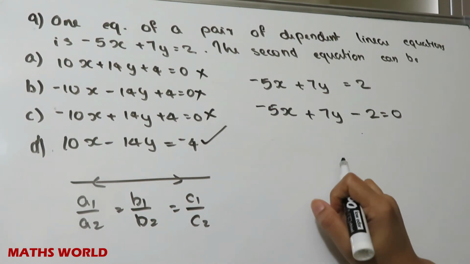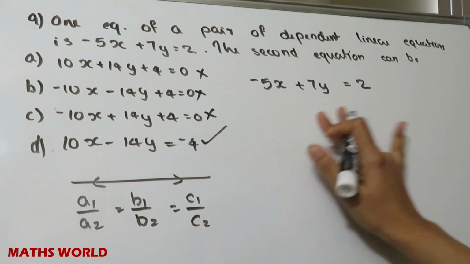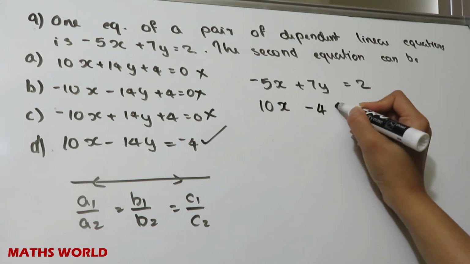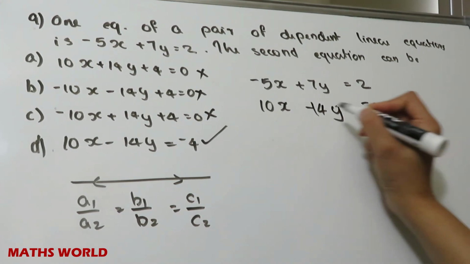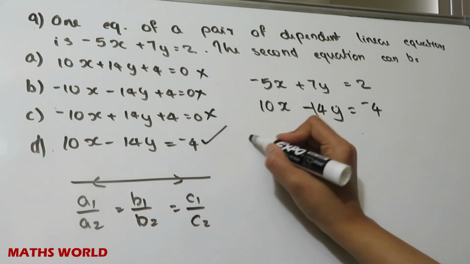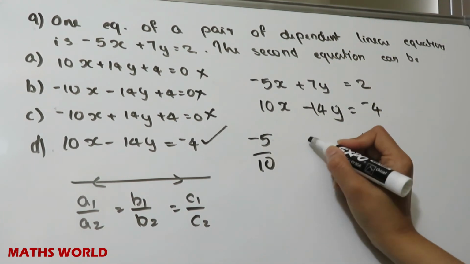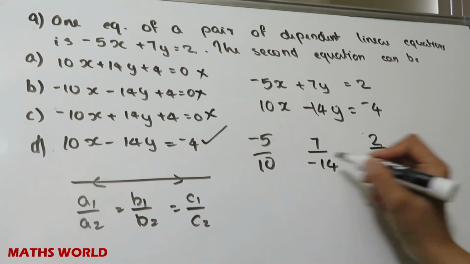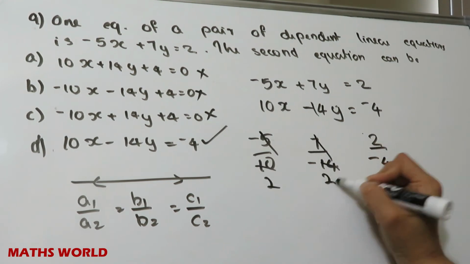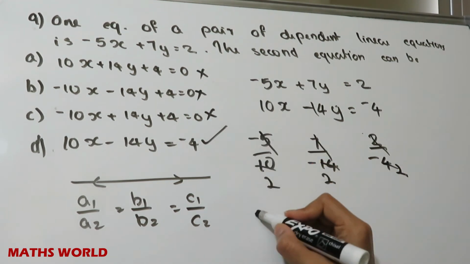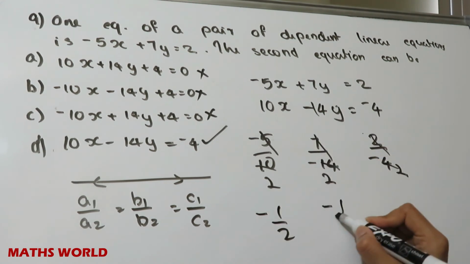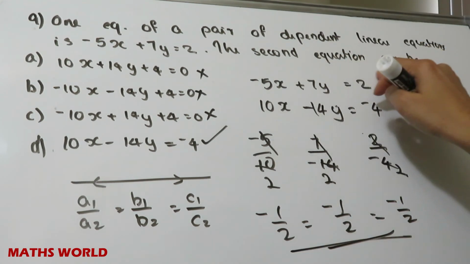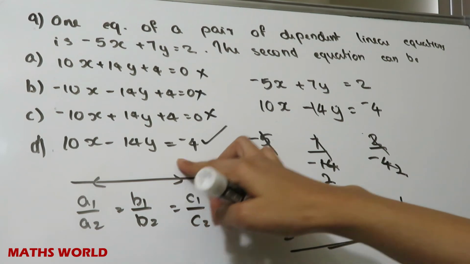Now we can check this condition. Given that the first equation is this one and our option D is 10x minus 14y equal to minus 4. a1 by a2 means minus 5 by 10, b1 by b2 means 7 by minus 14, c1 by c2 means 2 by minus 4. 5 2s are 10, 7 2s are 14, 2 2s are 4. Minus by plus, minus 1 by 2, minus by plus, minus 1 by 2, here also minus 1 by 2. These all are equal. So our correct answer, our second equation, is 10x minus 14y equal to minus 4.